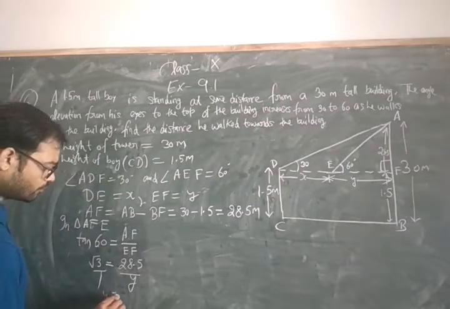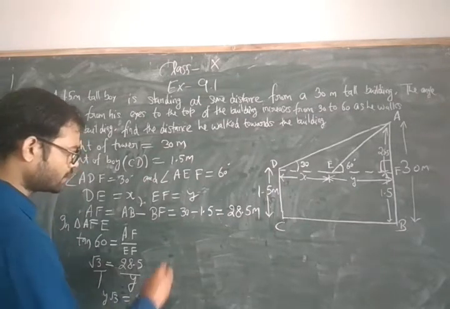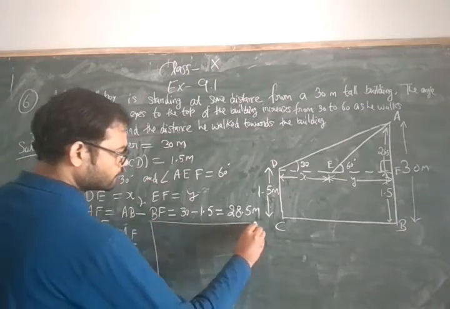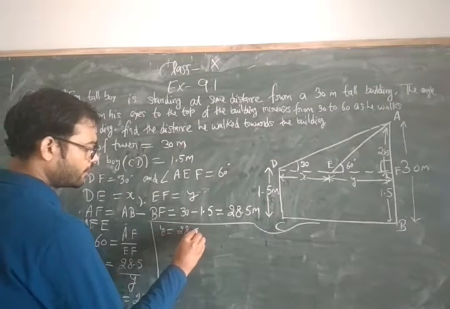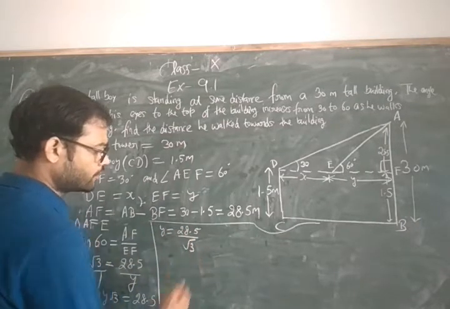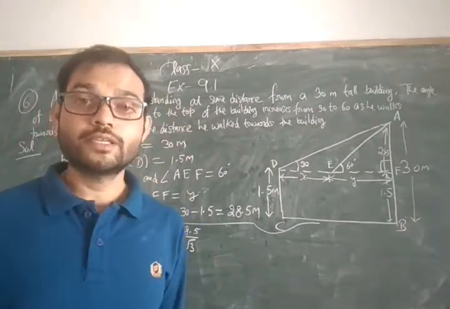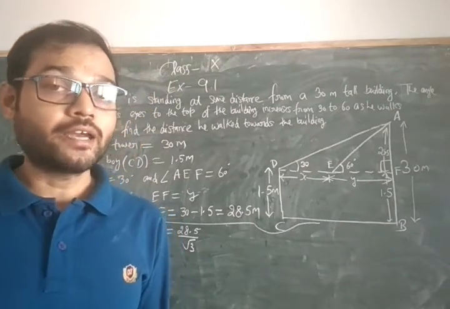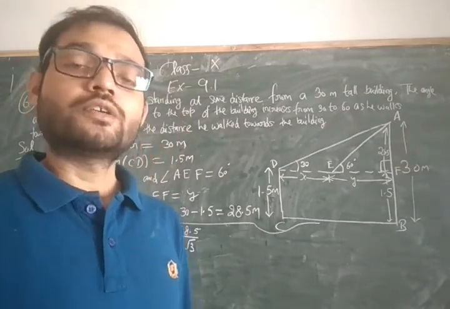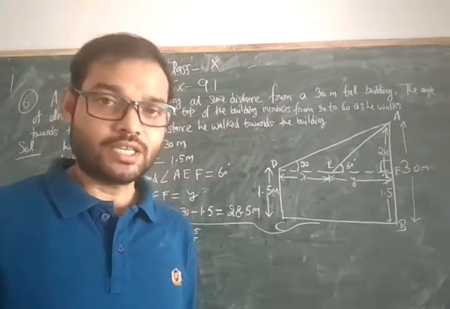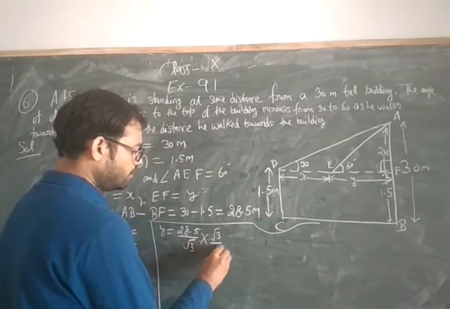So Y root 3 is equal to 28.5. Then you will take root 3 to the denominator. So Y will be equal to 28.5 upon root 3. Now you see that there is root 3 in the denominator, and always remember one thing, that we cannot write irrational numbers in the denominator. So for that you have to rationalize. So I am doing here root 3 upon root 3.